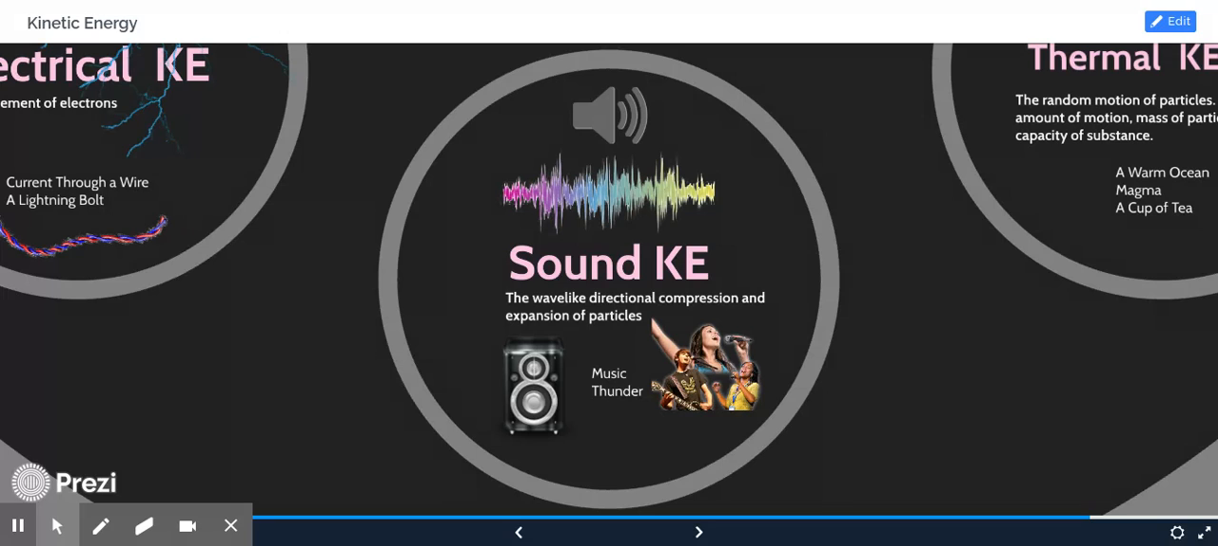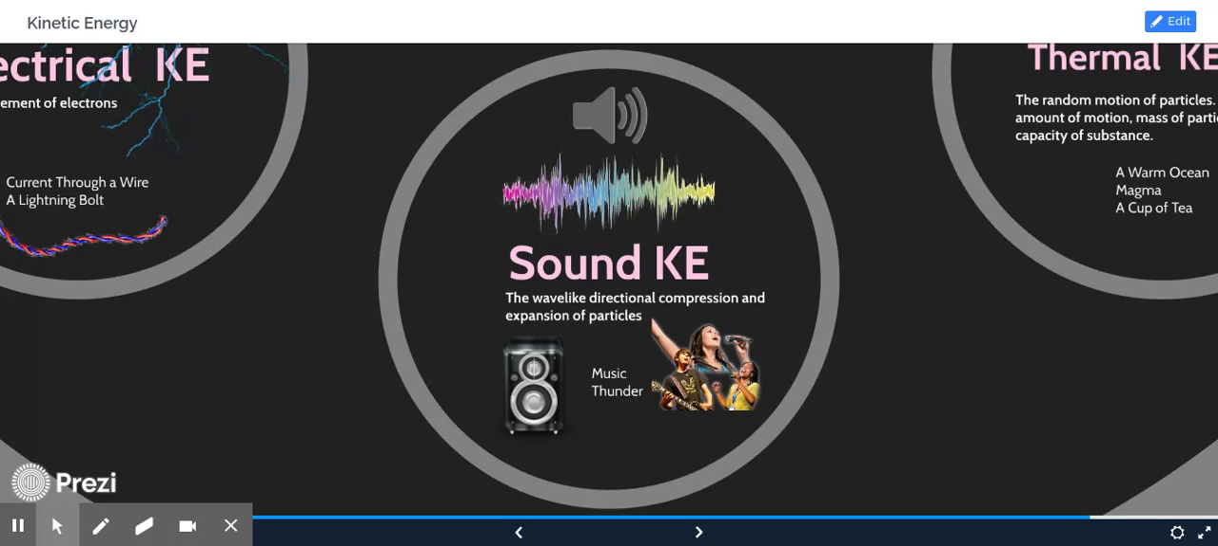Sound kinetic energy you're familiar with. Sound travels through anything that has matter. And the way that sound travels is it compresses that matter. The speaker icon on the top kind of shows it. As that speaker moves, it sends out these waves pushing out, and they expand and contract the air in front of them. So interestingly, unlike electromagnetic energy, sound cannot travel in space because there is no matter to carry the sound wave.